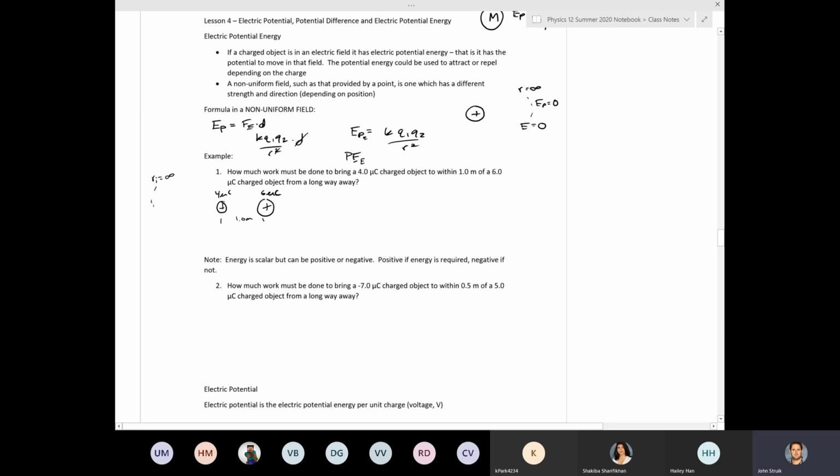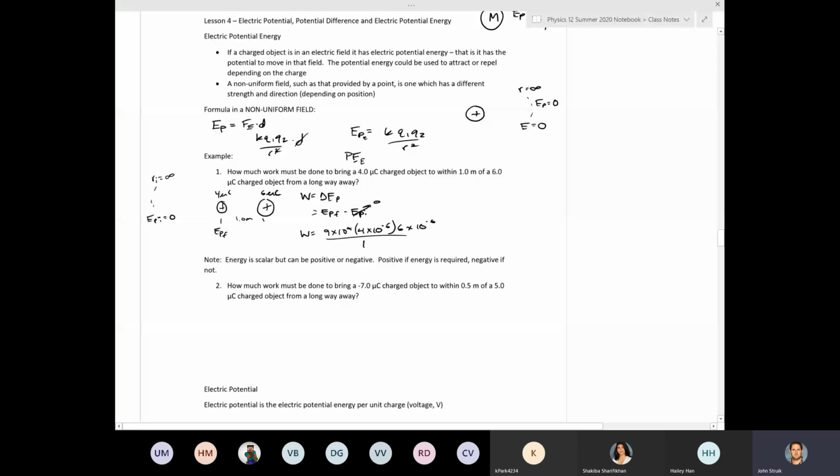Okay, well, if you think about it, the EPI is going to be 0, and the EPF is going to be whatever we find it to be. And so the work done is a change in potential energy. So that's going to be EP final minus EP initial, and EP initial is 0. And so we get work equals EPF, so 9 times 10 to the 9 times 4 times 10 to the negative 6 times 6 times 10 to the negative 6, and then divide by the radius, 1.